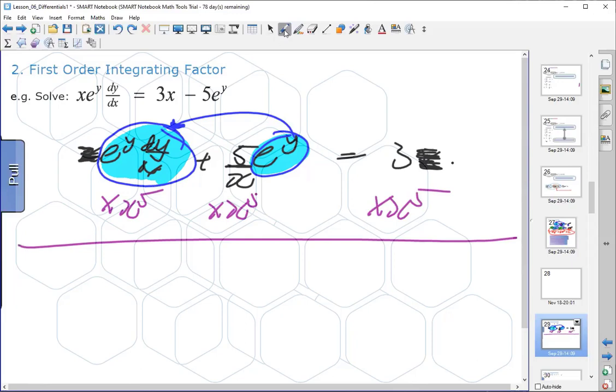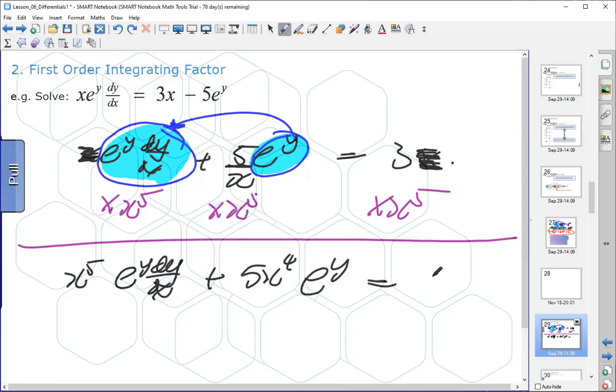What does that give me, Shruti? x to the 5 e to the y dy by dx plus 5 over x to the power of 4. You multiply by x to the 5, so the x to the 5, yeah. Oh yeah, and then 3x to the power of 5.